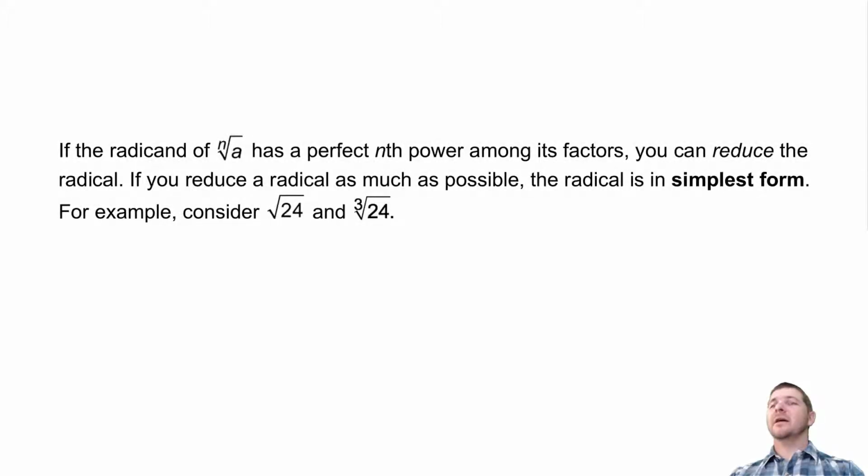If the radicand of the nth root of a has a perfect nth power among its factors, you can reduce the radical. If you reduce a radical as much as possible, the radical is in simplest form. For example, consider the square root of 24 and the cube root of 24.